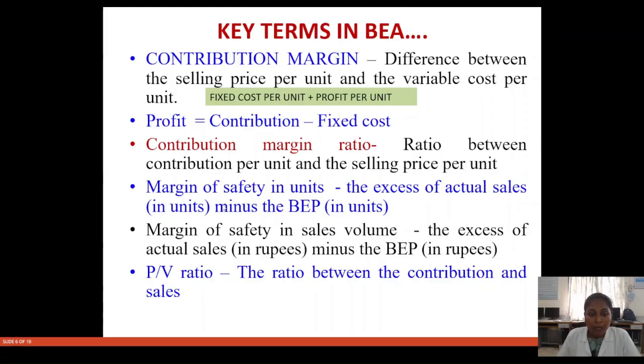And the next important term is margin of safety in units, which is determined by subtracting the break-even point in units from the actual sales in units. And next one is the margin of safety in sales volume, which is taken as the difference between the actual sales in rupees and the break-even point in rupees. And next is the P by V ratio. It is an important key term. It is determined by the ratio of contribution and sales. That is, contribution divided by sales will give us the P by V ratio.